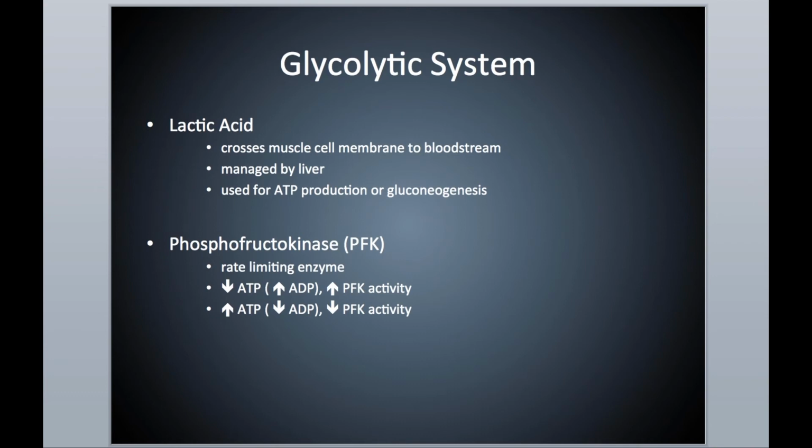Now, the phosphofructokinase, that rate-limiting enzyme in this step, can act the same way as creatine kinase did in the ATP-PCR system, in that there's a decrease in ATP. There'll be an increase in ADP. Because we're exercising, we are moving the muscles, we're breaking apart the ATP. That increases the PFK activity so that we can get more ATP. Now, if we stopped exercising, stop moving the muscles, we're not breaking apart the ATP, we're going to decrease the activity of PFK.